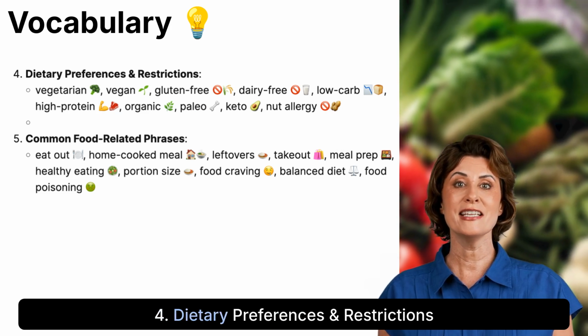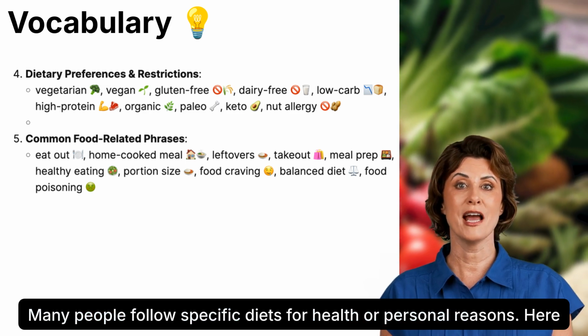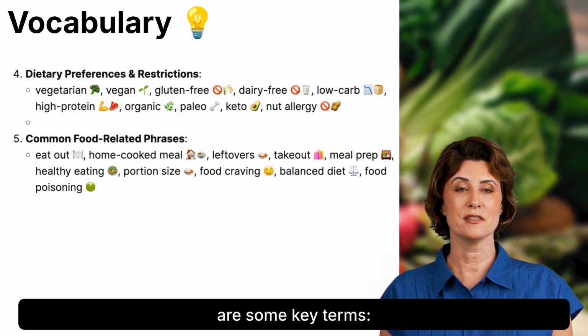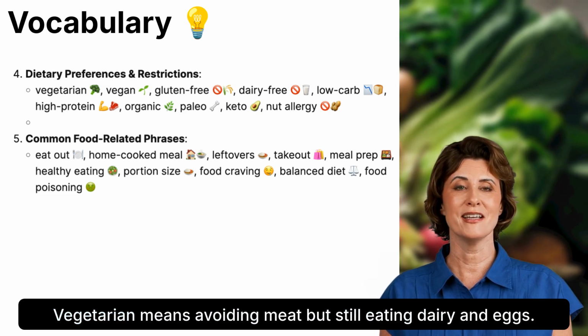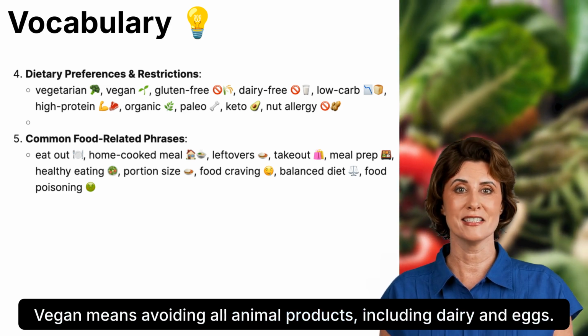4. Dietary preferences and restrictions. Many people follow specific diets for health or personal reasons. Here are some key terms. Vegetarian means avoiding meat but still eating dairy and eggs. Vegan means avoiding all animal products, including dairy and eggs.